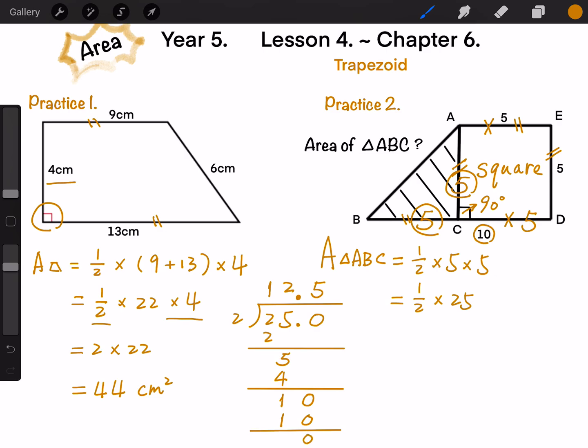So, 1/2 of 25 equals 12.5. And that's the area of triangle ABC.